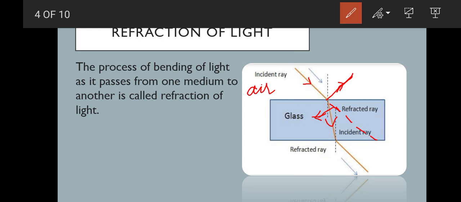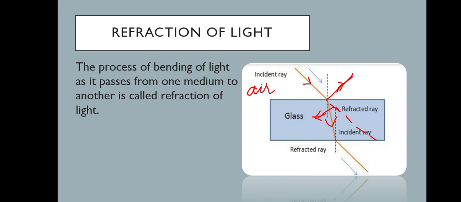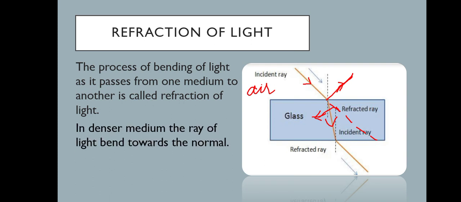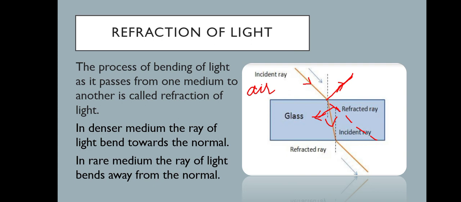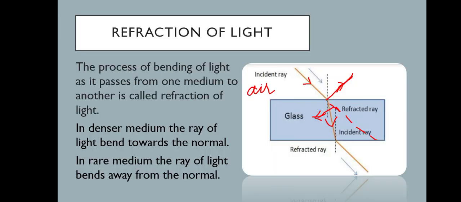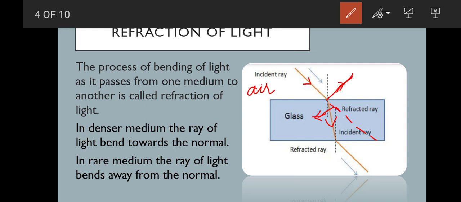Hence we can say that refraction is actually the bending of light. It can be either towards the normal or away from the normal, depending upon the type of medium. So let's see how this bending occurs in different mediums. In a denser medium, the ray of light bends towards the normal, and in a rare medium, the ray of light bends away from the normal. Here we are using the terms denser and rare.